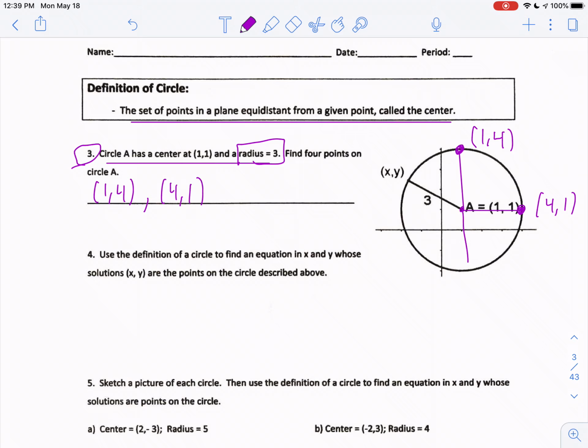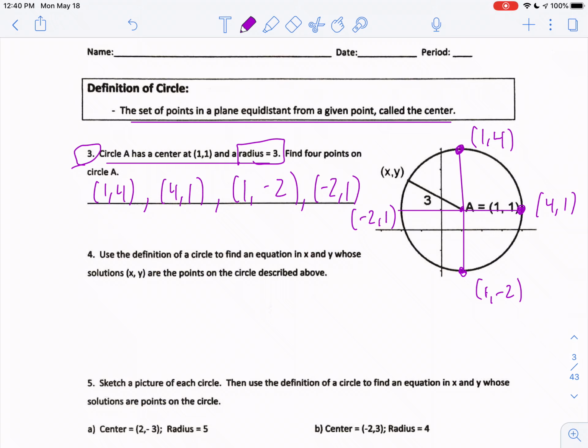And I can go down 3. That's going to be 1, -2. And then I go to the left 3. That would be -2, 1. Boom. Those are your 4 other points you can find just by knowing the radius and the center.